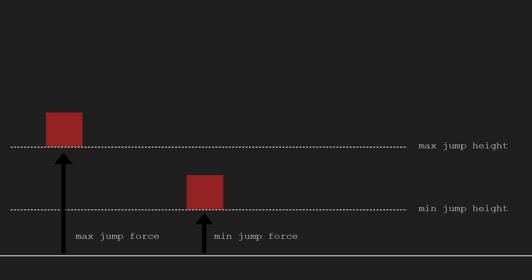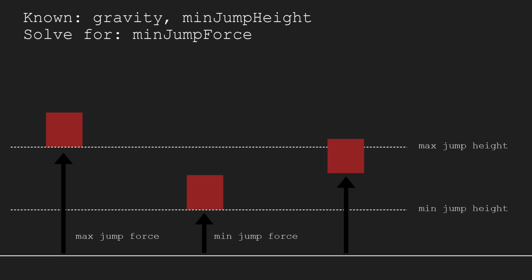And then what will happen is if you release the jump button early, in other words before you reach the maximum jump height, then the character's upward velocity will be set equal to the minimum jump force, such that wherever the character currently is in the jump, it will only travel a further minimum jump height upwards. So what we know is our value for gravity, and we can set minimum jump height to whatever we want it to be, and we're trying to solve for the minimum jump force.